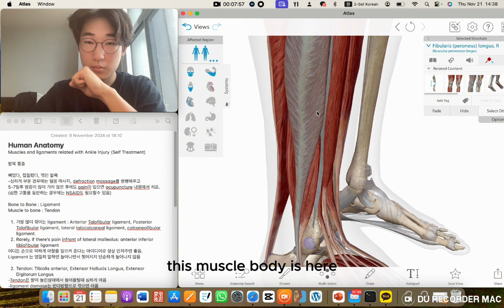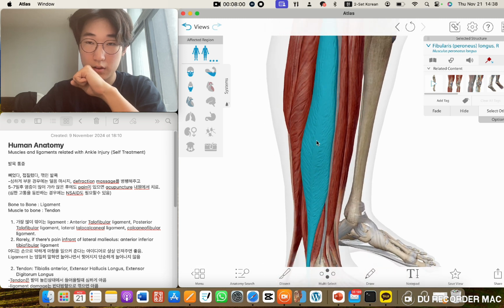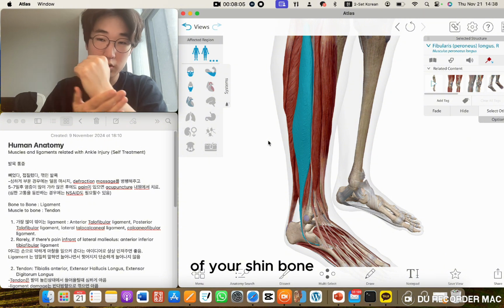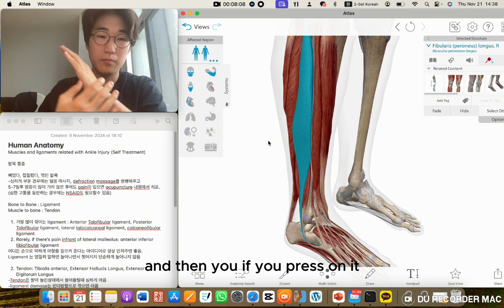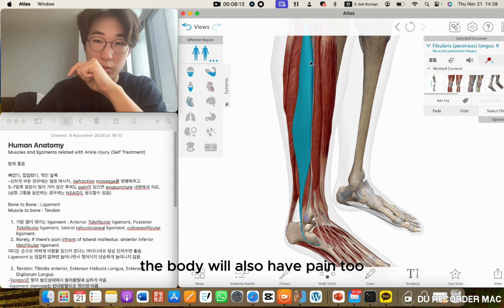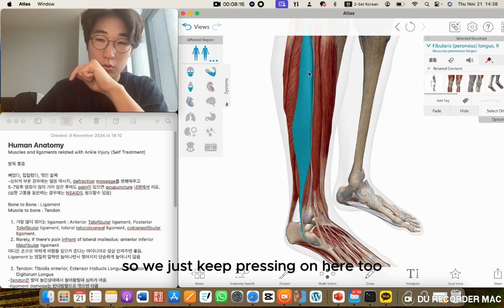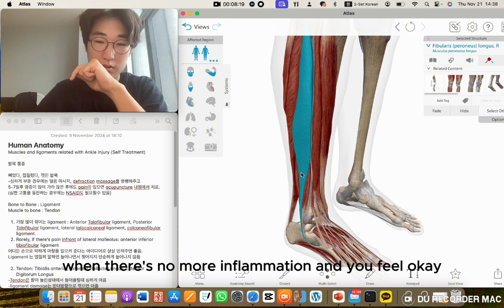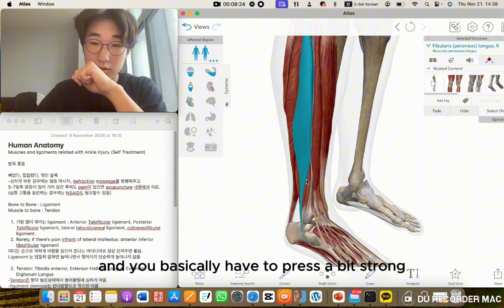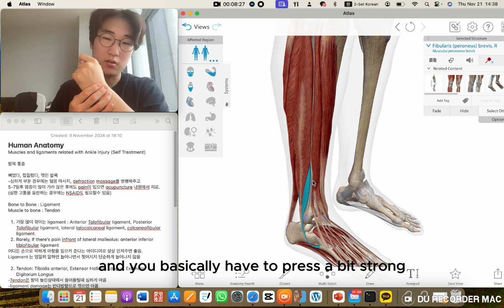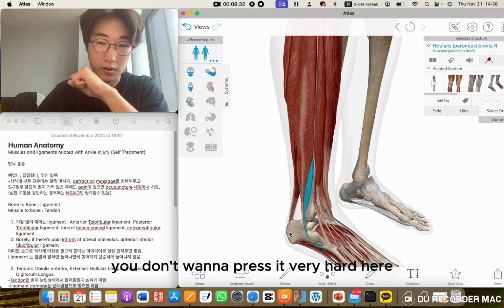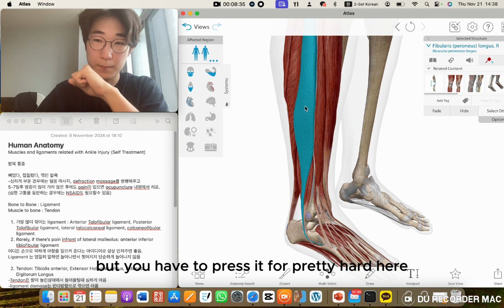But also, this muscle body is here. It's very lateral, on the outside of your leg, by your shin bone. If you press on it, it'll be a bit tender because of the damage to your tendon; the muscle body will also have pain. So we just keep pressing on here too, when there's no more inflammation and you feel okay. You basically have to press it a bit stronger than down there, a bit tender. You don't want to press it very hard down there, but you have to press it pretty hard here.